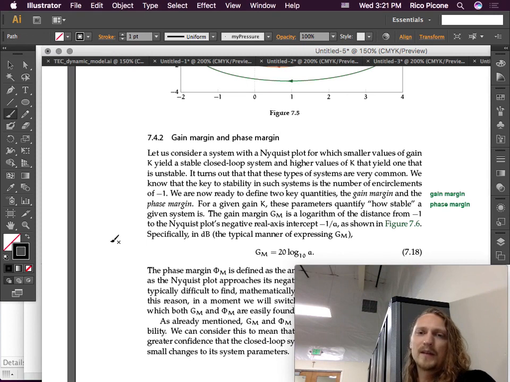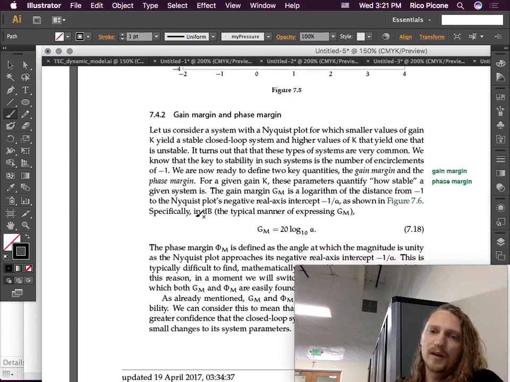It turns out that these types of systems are very common. We know that the key to stability in such systems is the number of encirclements of -1. We are now ready to define two key quantities, the gain margin and phase margin. For a given gain k, these parameters quantify how stable a given system is. Okay? The gain margin, GM, is a logarithm of the distance from -1 to the Nyquist plot's negative real axis intercept, -1 over a, as shown in figure 7.6.